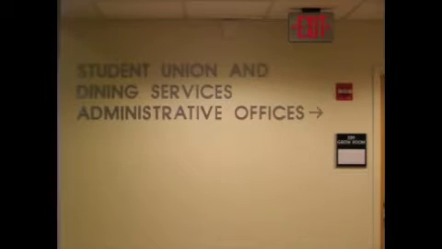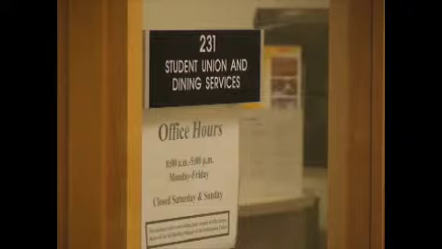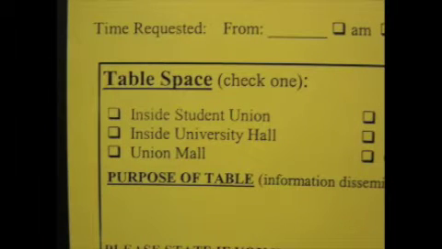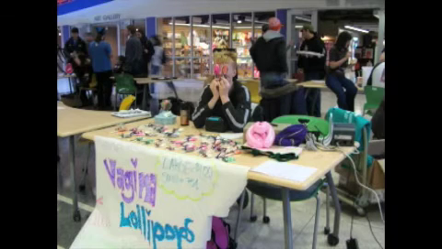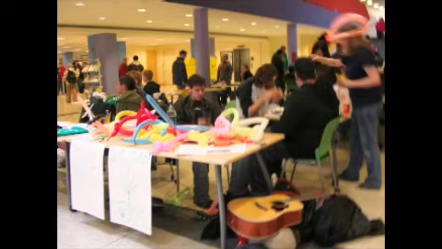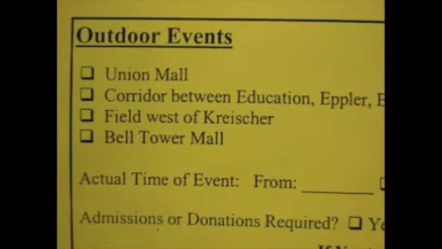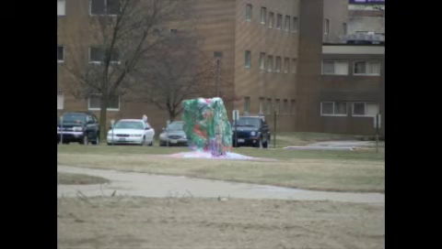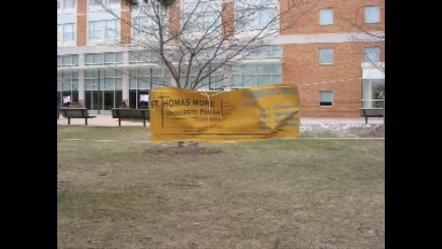Don't forget you can also reserve different spaces in the event planning office, including a window in the union for a window splash, a table by the main entrance of the union. Remember to also reserve your table space at least 1 to 2 weeks ahead of time. These tables usually fill up fast, so it is important to be ahead of your schedule on your reservations for this. You can also reserve an outside space, which is available also in the event planning office. Your organization can also paint the Spirit Rock next to Kreischer. Banner spaces are also available inside or outside the union to promote your event.